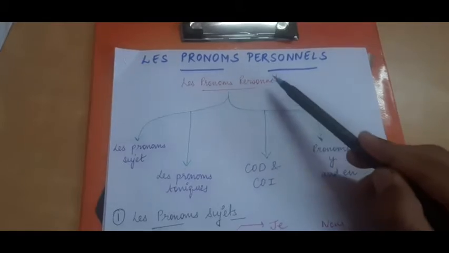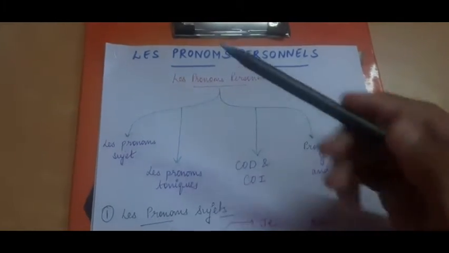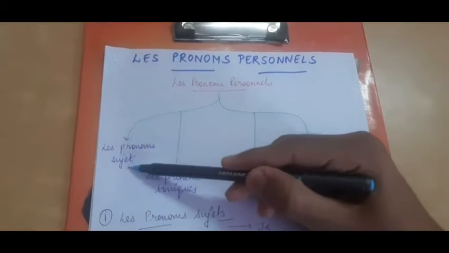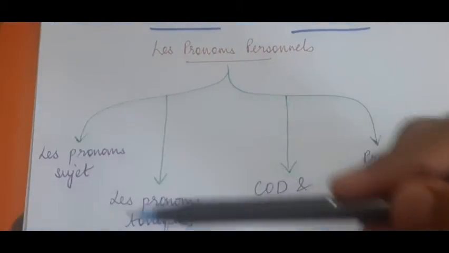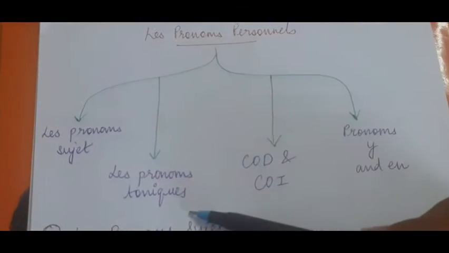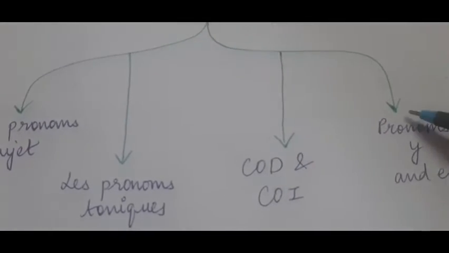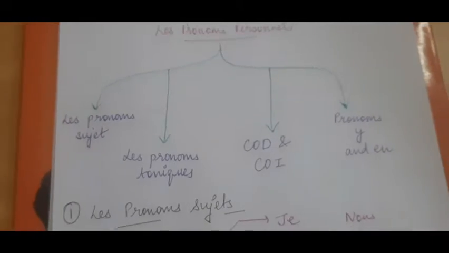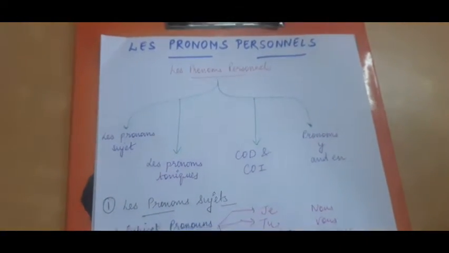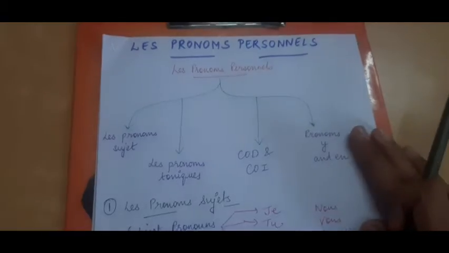So if I divide les pronoms personnels into various categories, I can divide it into les pronoms sujets, which means the subject pronouns, les pronoms toniques, that is the disjunctive pronouns, COD and COI, and pronoms E and O. These all confuse us a lot when they are together in the sentence. So let's see how we can conquer them.